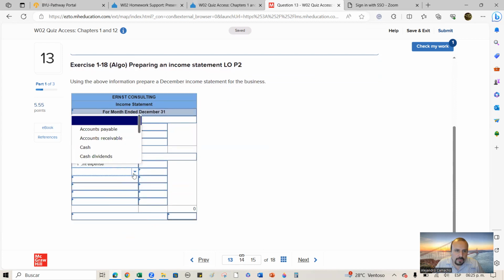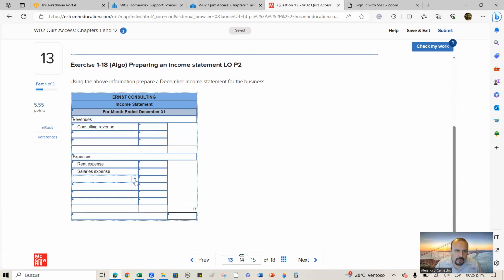Rent expenses, salary expenses, telephone expenses, and miscellaneous. And with that, we will get the total expenses. And as I said, the idea is to obtain the net income, subtracting all the expenses from the revenues. I will populate these automatically.